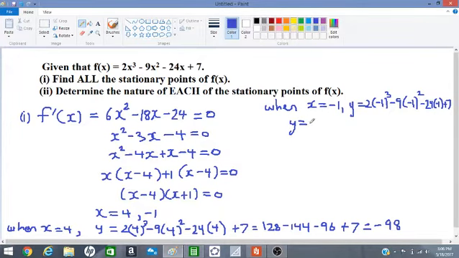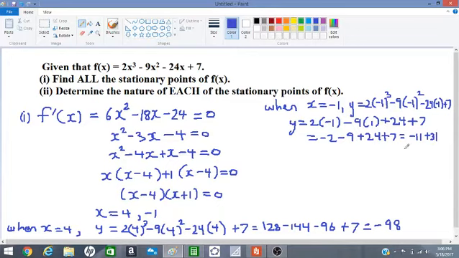Minus 1 cubed is minus 1. So we have 2 times minus 1 minus 9 times positive 1, minus 1 squared is positive 1, minus 20 plus 24, because the minus 24 times minus 1 is plus 24, plus 7. So we have 2 times negative 1 is minus 2, minus 9 times 1 is minus 9 plus 24 plus 7, which is minus 11 plus 31, which is 20. So y is equal to 20.